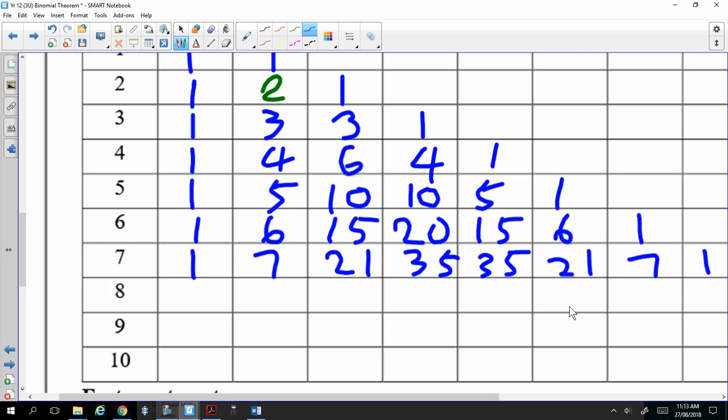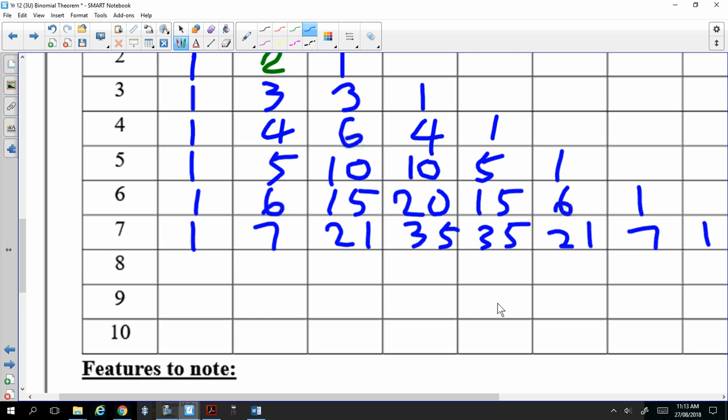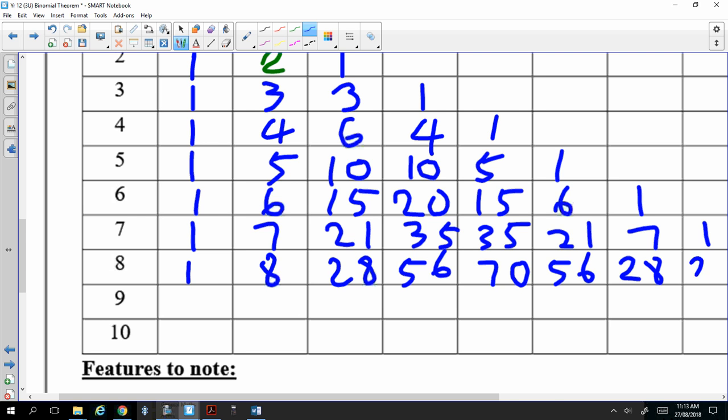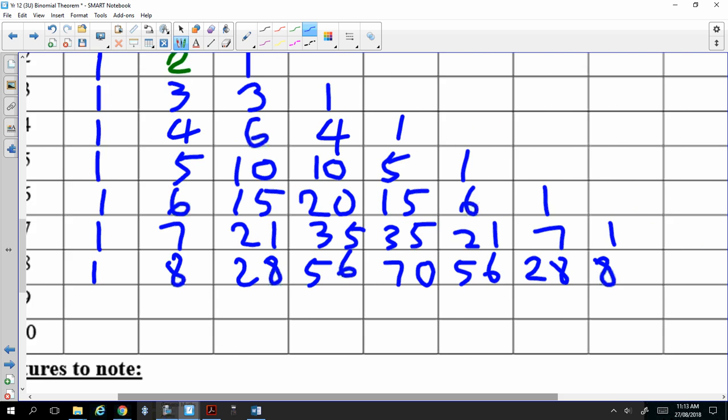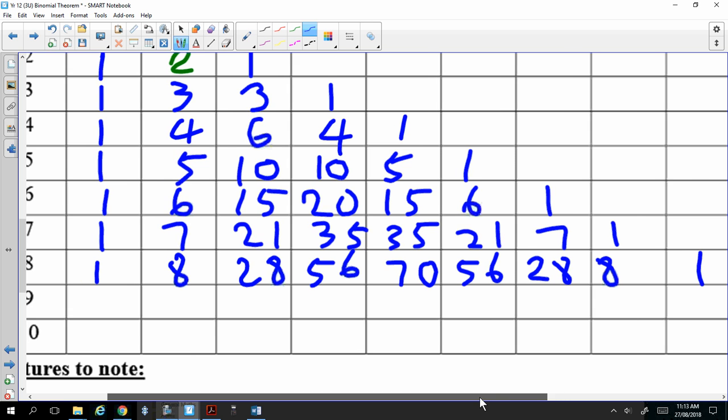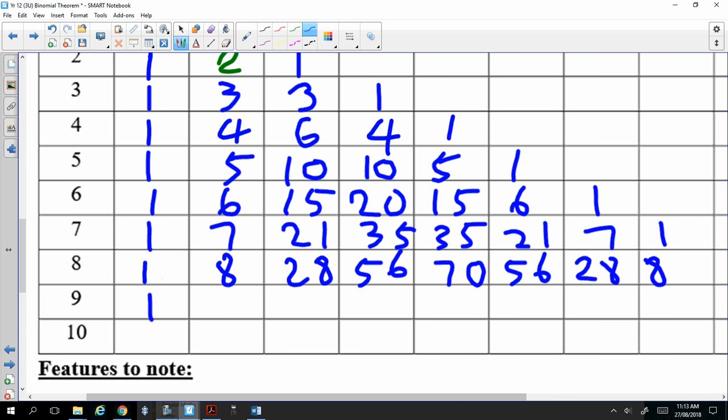Okay. Starts with 1. Next is 8, 28. And then things get a bit harder. 56, 70, 56. So basically it increases and decreases. Agree? We're almost there. 1, 9, 36. And then this gets a bit hard. 28 plus 56, 84.